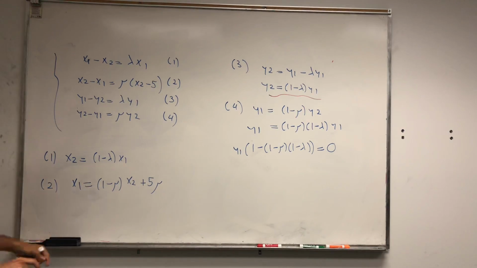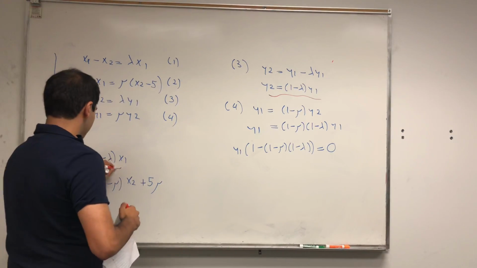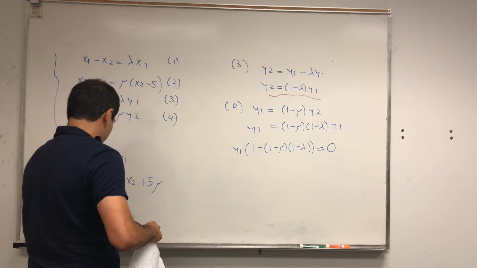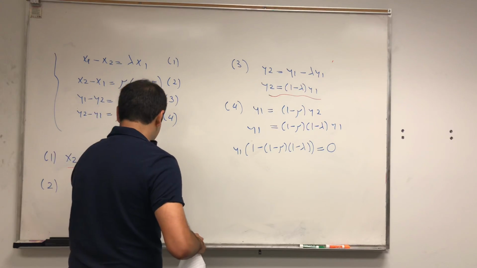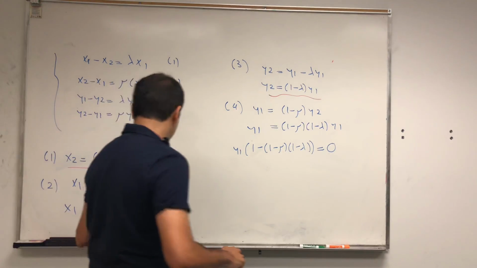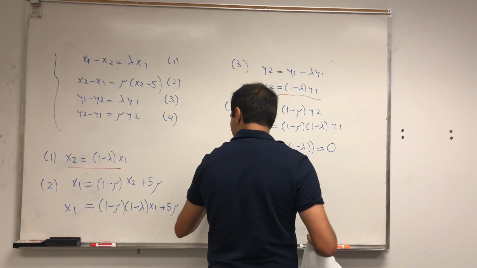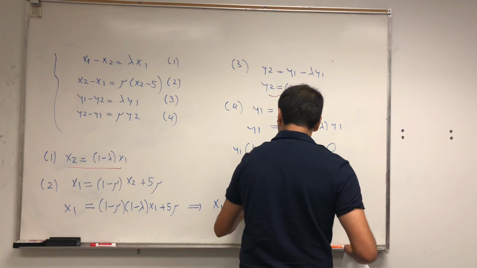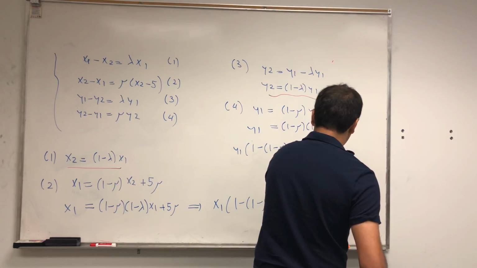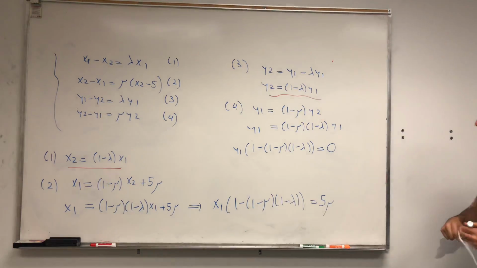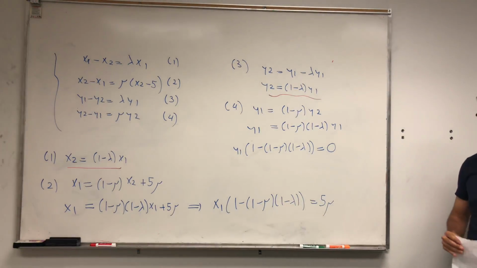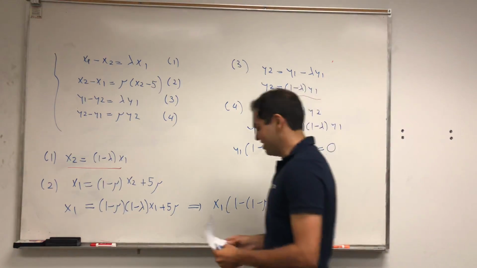And not only that, we can use again the same thing. Because you can solve for x2 in terms of x1, this becomes (1 minus nu)(1 minus lambda) x1 plus 5 nu. And so just as before, x1 times (1 minus nu)(1 minus lambda) equals 5 nu. So again, if this factor were non-zero, we could actually solve for x1. But again, not sure.